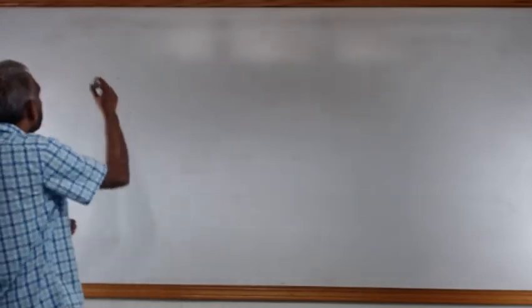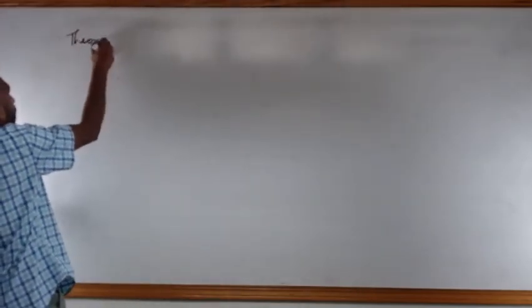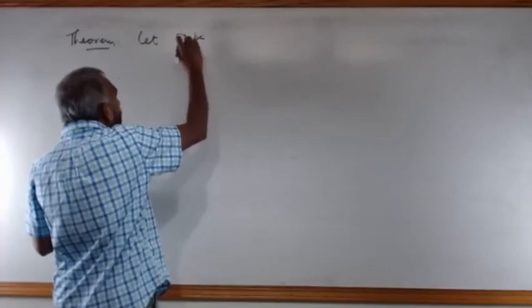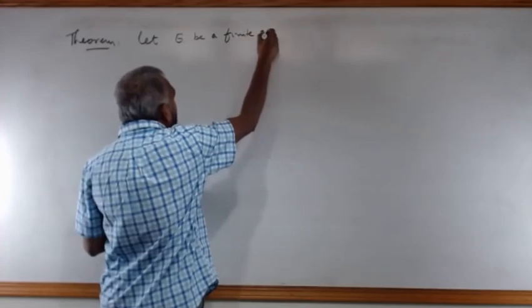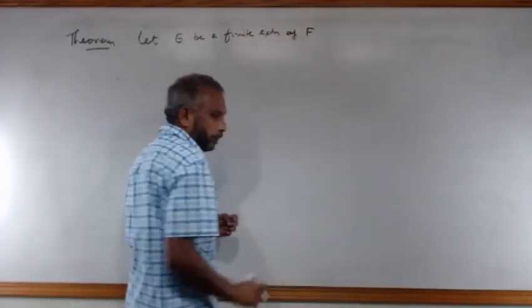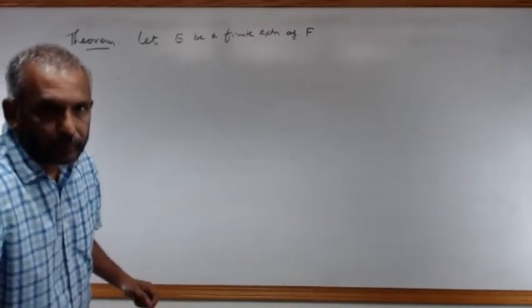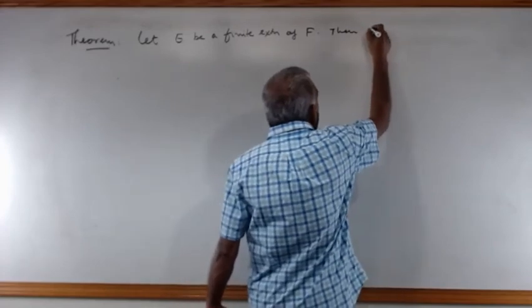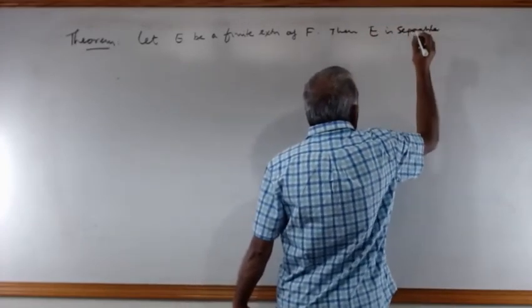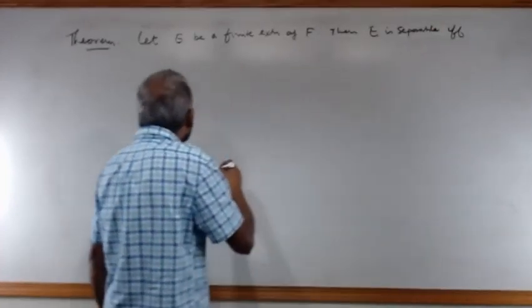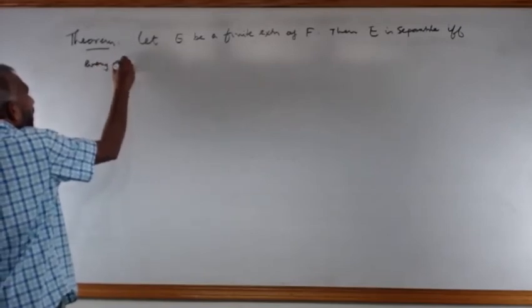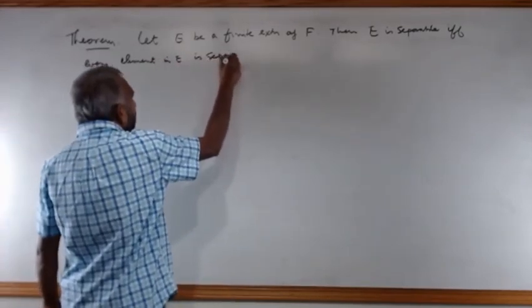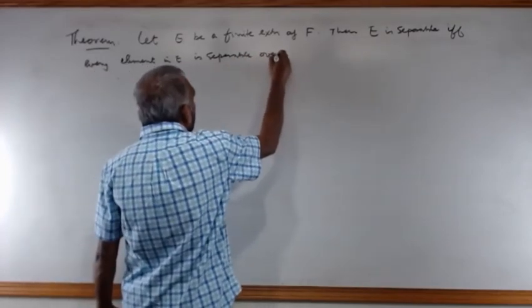We'll do another result. Let E be a finite extension of F. Then E is separable if and only if every element alpha in E is separable over F.